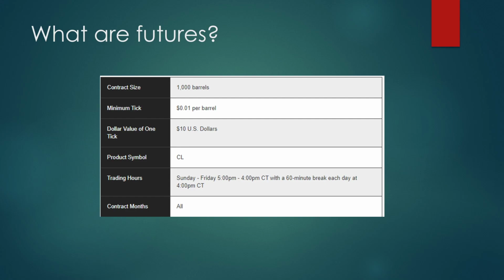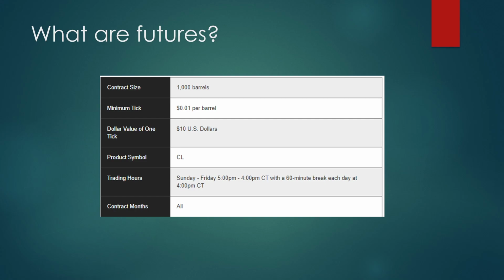So why is this important? Why is this something that's good for the overall stability of the economy? Well, because supply and demand is always shifting. And it's very important for businesses like a gas company to be able to have those costs pre-calculated.